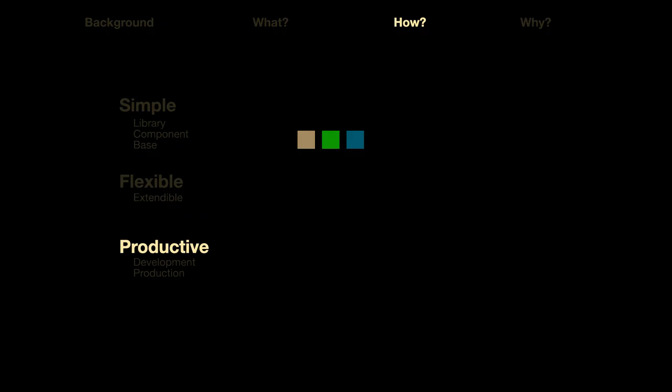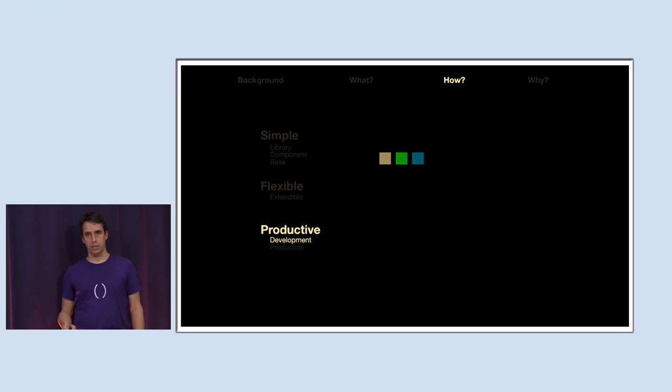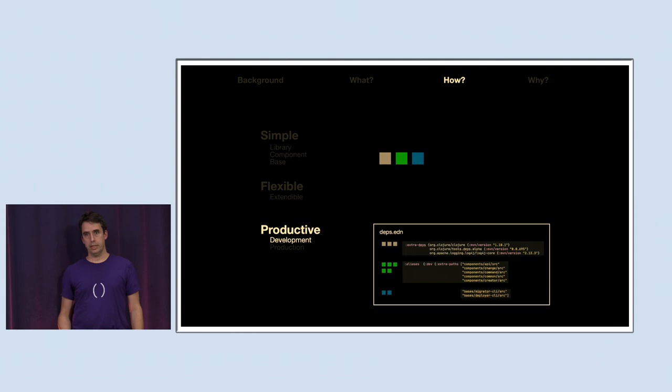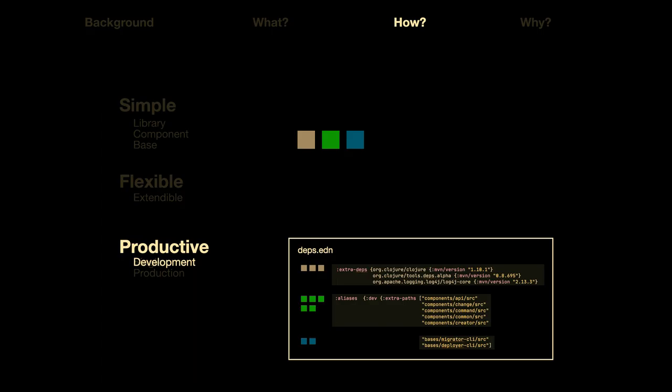And I said that Polylith makes you productive also. How does that work? We have this single development environment. And here we have three libraries, two bases, and five components. The way it works is that we have a single configuration file where we specify all the libraries that we use. And then each component and base also has its own source folder specified in that file. And that's actually everything that is needed to be able to work with all your code as if it was a single code base. Just a single file.